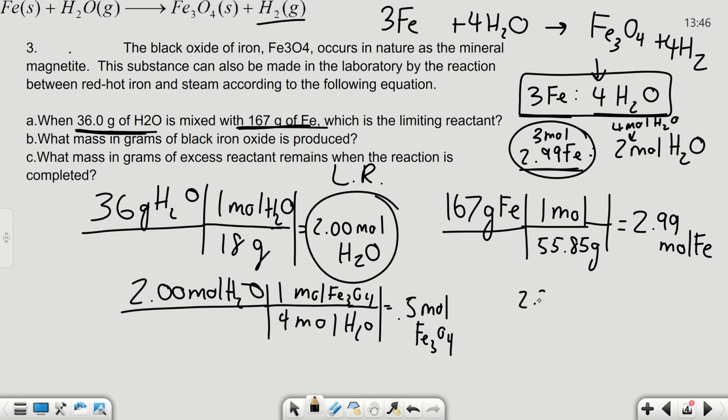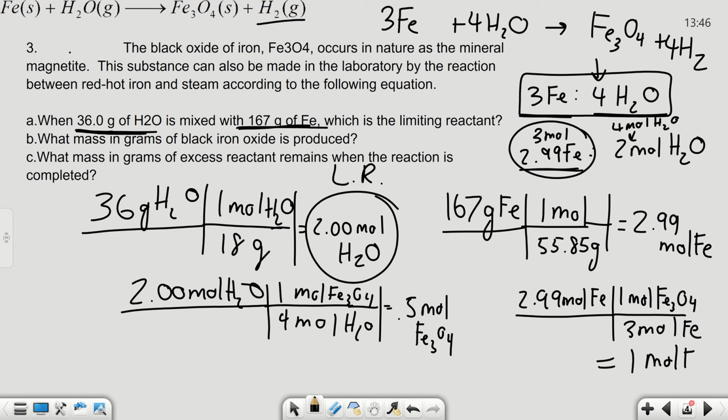What about my 2.99 moles of iron? Iron would be a ratio of, again, 1 mole of the larger compound, Fe3O4, to 3 moles of Fe. Based on this, I can make 1 mole of Fe3O4 with this amount. The thing is, water can only make half of that, so which is my limiting reactant? Again, the water. Whichever one can make less product must be the limiting reactant.